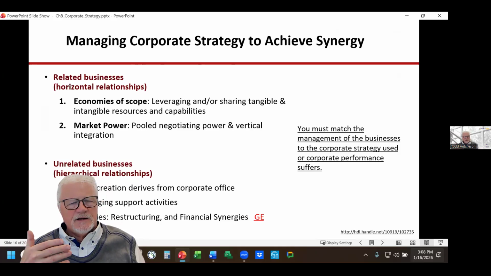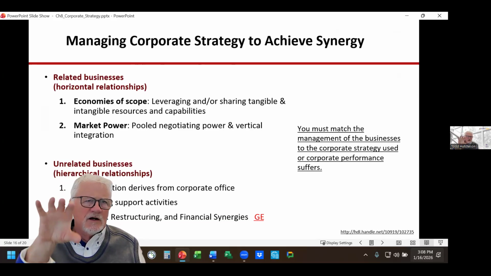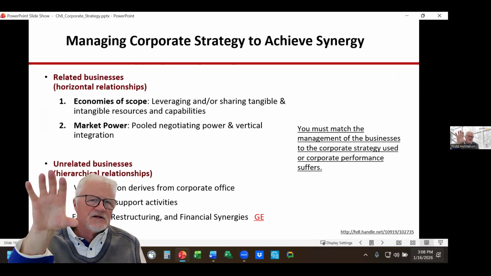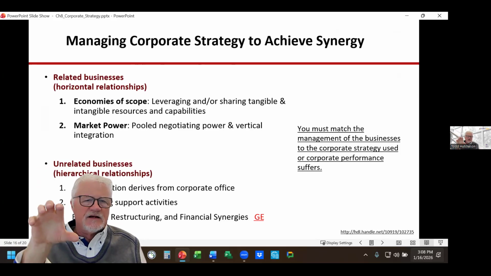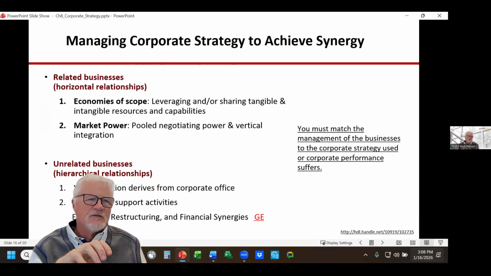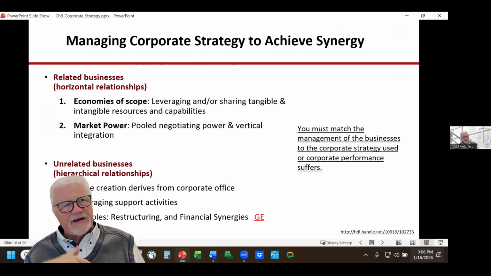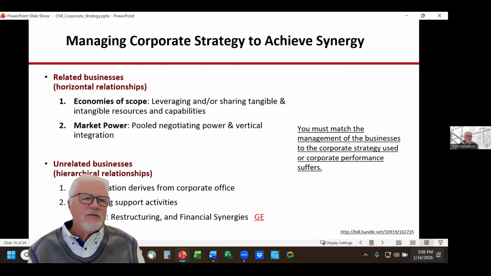You'll see businesses organized in what's called a shared service concept, where things that can be together, like human resources, payroll, financial management, legal, those kinds of things, can be synergized. The unrelated portions of the business that are operating at the product and service level might have their own structure. So you want to match the management of your business and the corporate structure to the strategy being used. Otherwise, your performance is going to suffer in the long run.